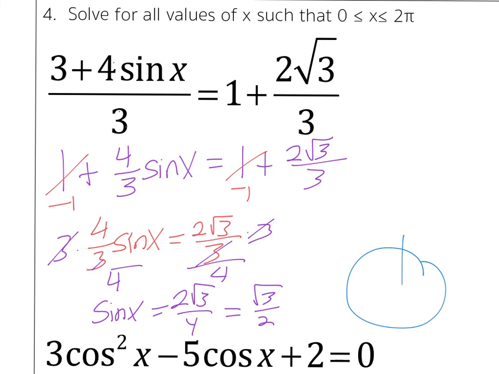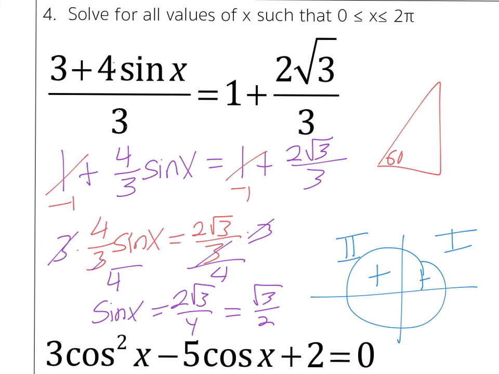First thing I take from this is that we're looking in the first and second quadrants, because in these two quadrants, sine is positive. Second thing is that this has to be a 30, 60, 90 right triangle, because that's the only way I can get root 3 over 2 as a sine value. In fact, this is going to be a 60 degree, or in the pi over 3 family.